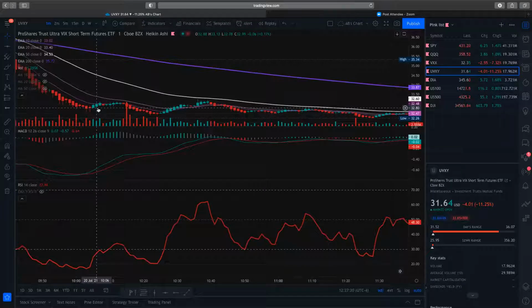I remember I had a trade, I think it was last week on SPY. I had one red candle on a same day expiration and it was down like 500 bucks. It was literally down like 500 bucks off of one candle, one reversal candle.